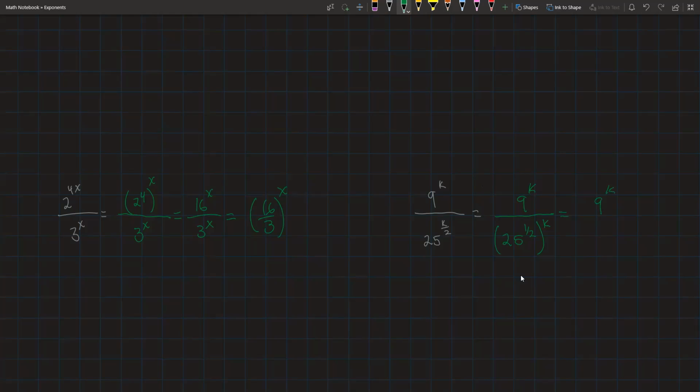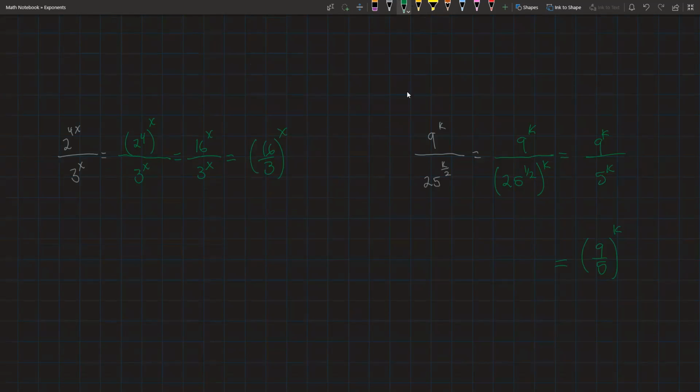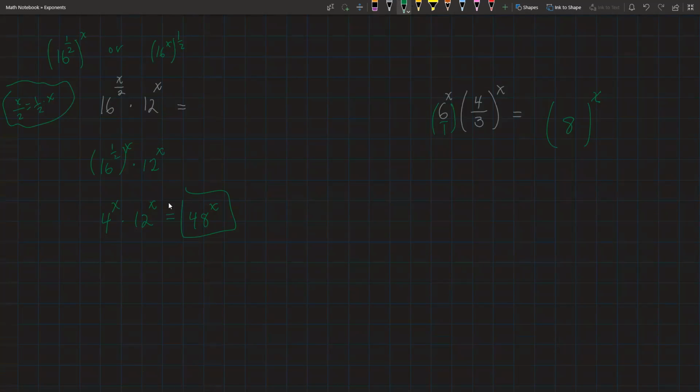Numerator stays the same, 9 to the k power. I'll write a better k variable. A little better. And 25 to the 1/2, that's the square root, which is 5 to the k. And therefore, we can now simplify this to 9 over 5 to the k. Boom, there it is. That was a pretty cool idea. What's the name of this idea, or how should we remember it? We remember to look for same exponent, different base, which allows us to take a quotient, or same exponent, different base, which allows us to take a product.